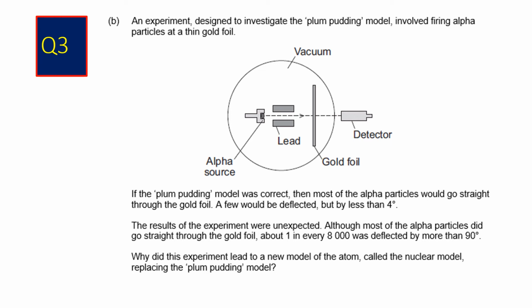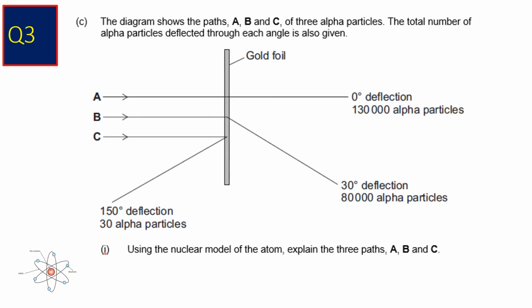Why did this experiment lead to a new model of the atom called the nuclear model, replacing the plum pudding model? So think about what they were expecting and what they got. So some were deflected a little bit, some were deflected dramatically. Why might that be? But most of them got through.